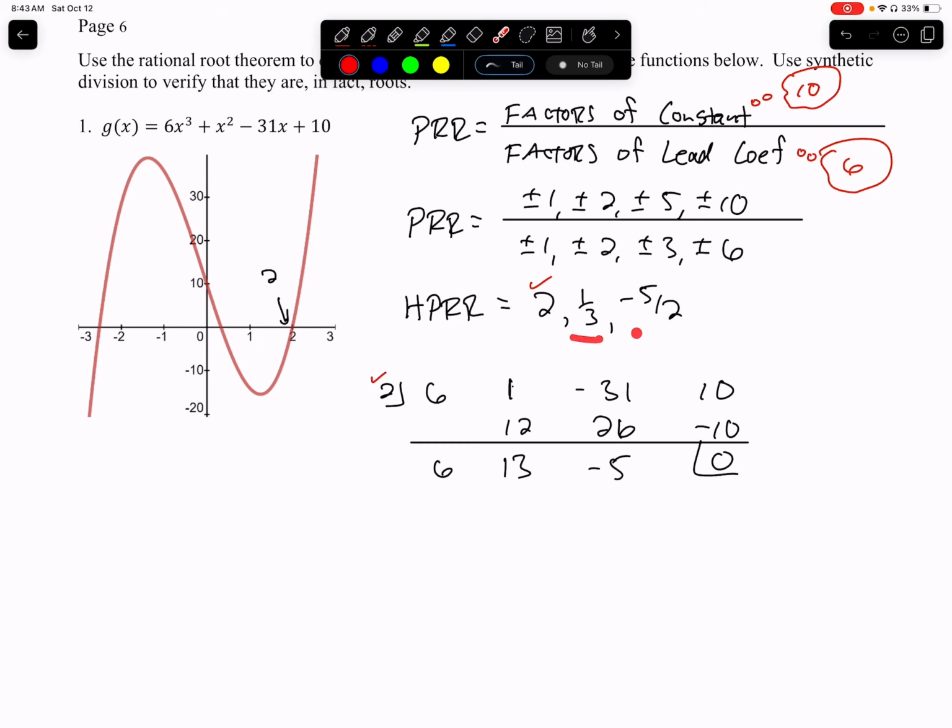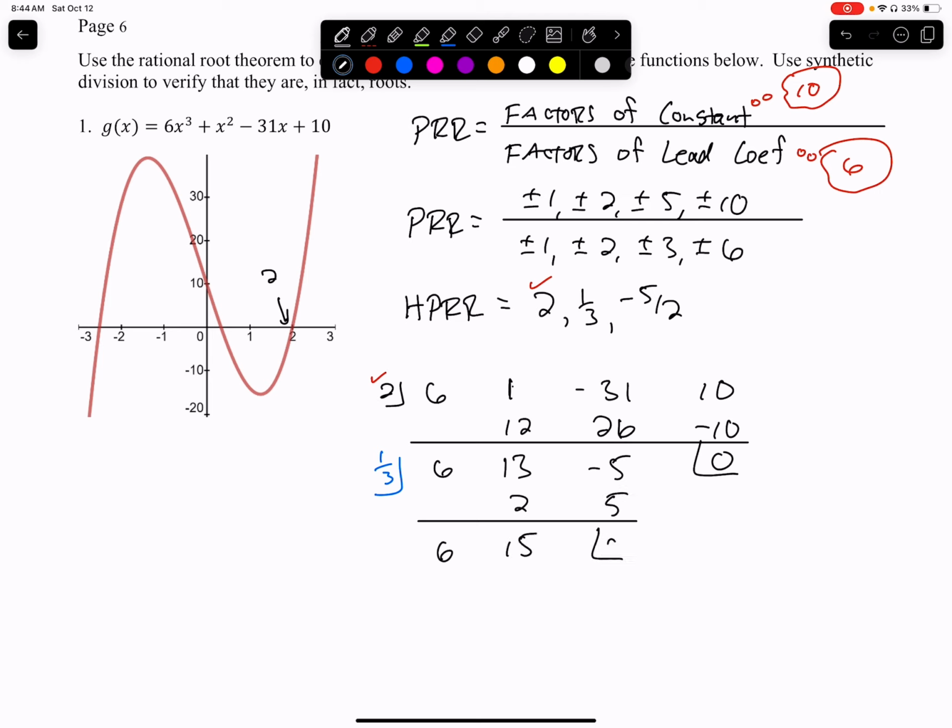Now I'm going to check a third or -5/2. A third seems easier because I'm multiplying by 1 and dividing by 3, as opposed to multiplying by -5 and dividing by 2. So I'm going to take this depressed polynomial, and I'm going to divide it by a third synthetically. And hopefully this works out. Bring the 6 down. A third of 6 is 2. Add, a third of 15 is 5. That remainder is also 0.